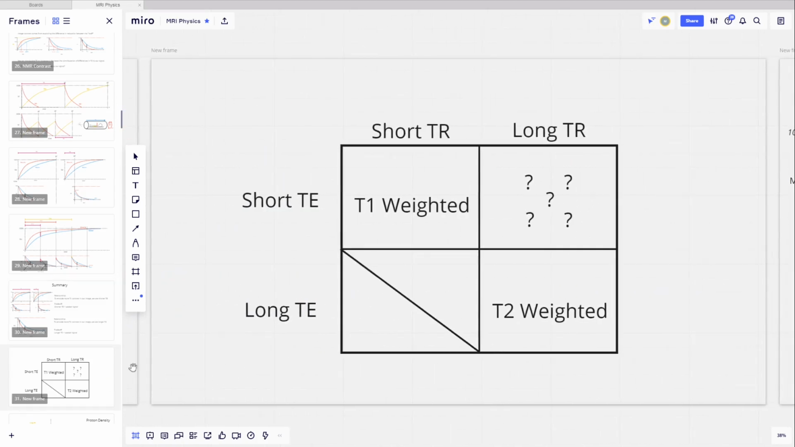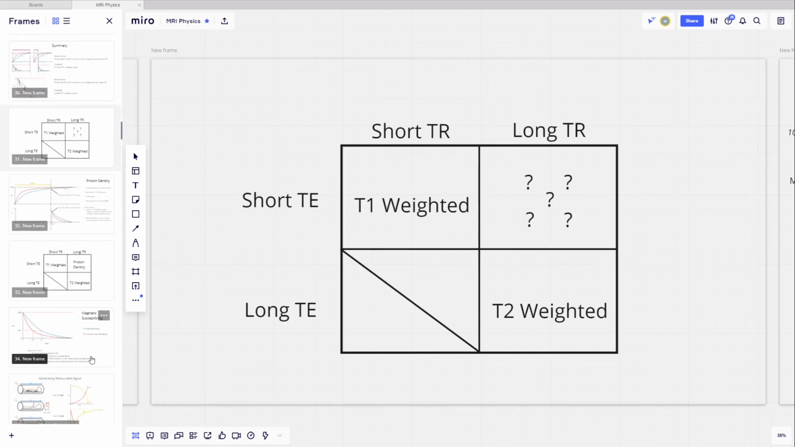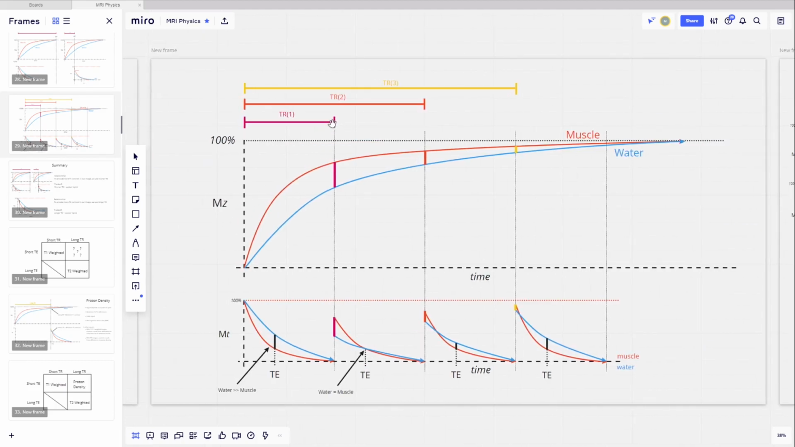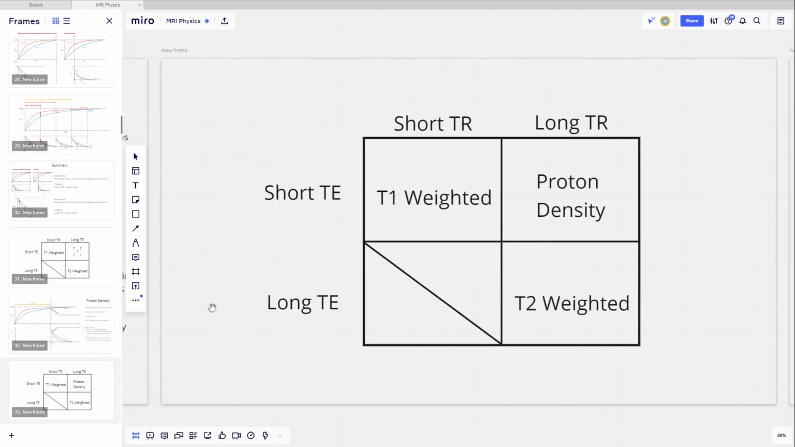This is just another way of representing what we just said. So what did we say short TR was? If we make our TR short, what are we doing? Well, we're weighting our signal towards T1, right? That was this right here. Short TR, more T1 contrast in our final signal. Okay, so that's short TR.